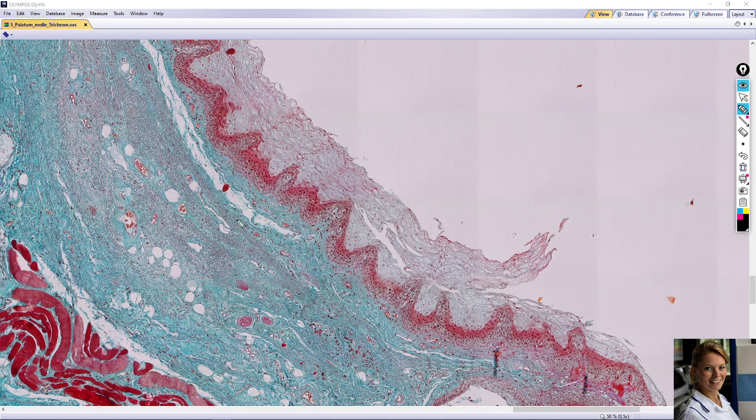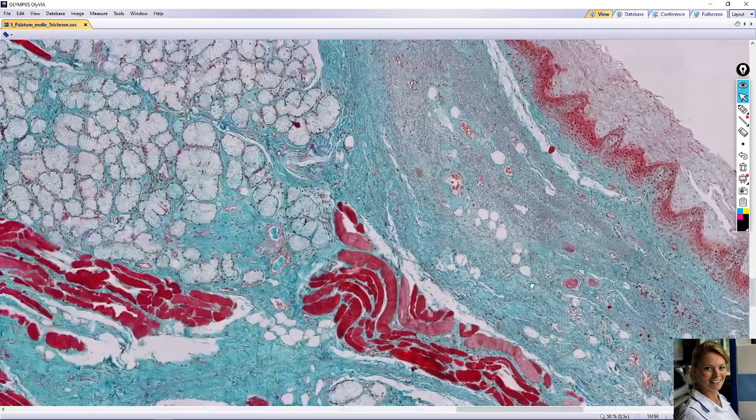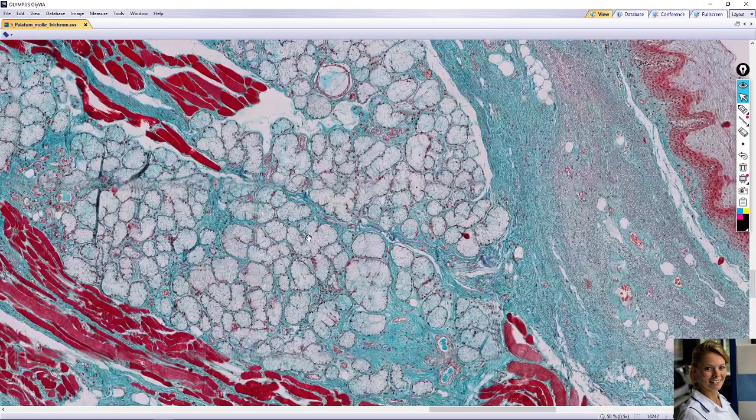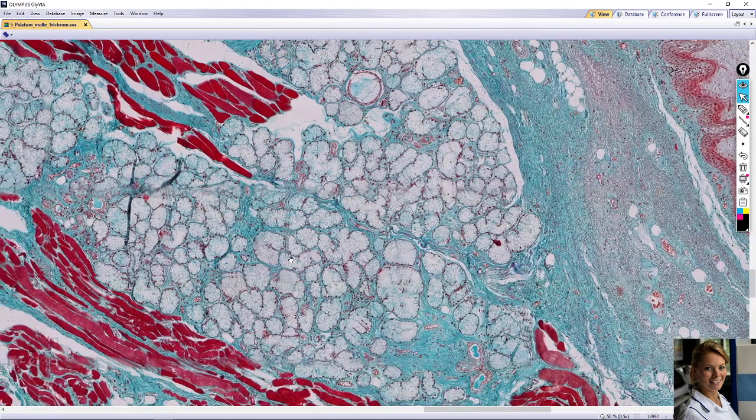Beneath the epithelium you can see a connective tissue with green collagen fibers, and the connective tissue contains mucous glands. You can recognize only light mucous cells, which have flattened nuclei in the basal portion or periphery of these cells, and a very pale cytoplasm which is full of mucus.